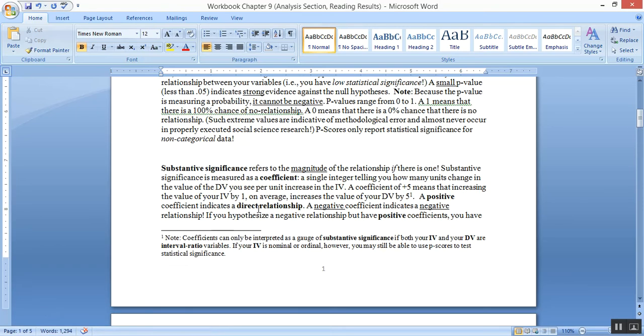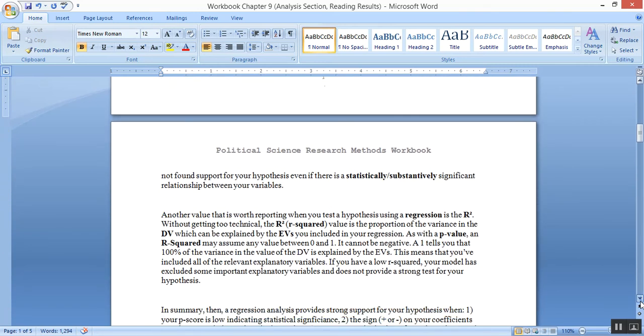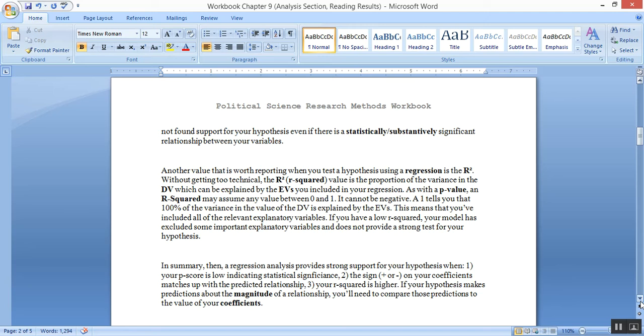Jumping back to the chapter, we can therefore deduce that the coefficient is a measure of the magnitude of a relationship, whereas the sign on the coefficient is a measure of the direction of a relationship between two variables. So if we scroll down just a little bit, we're going to begin talking about yet another important value that will be given to you in the output you receive if you were to use a statistical analysis software like SPSS or Stata to test a hypothesis. And this is going to be the r squared.